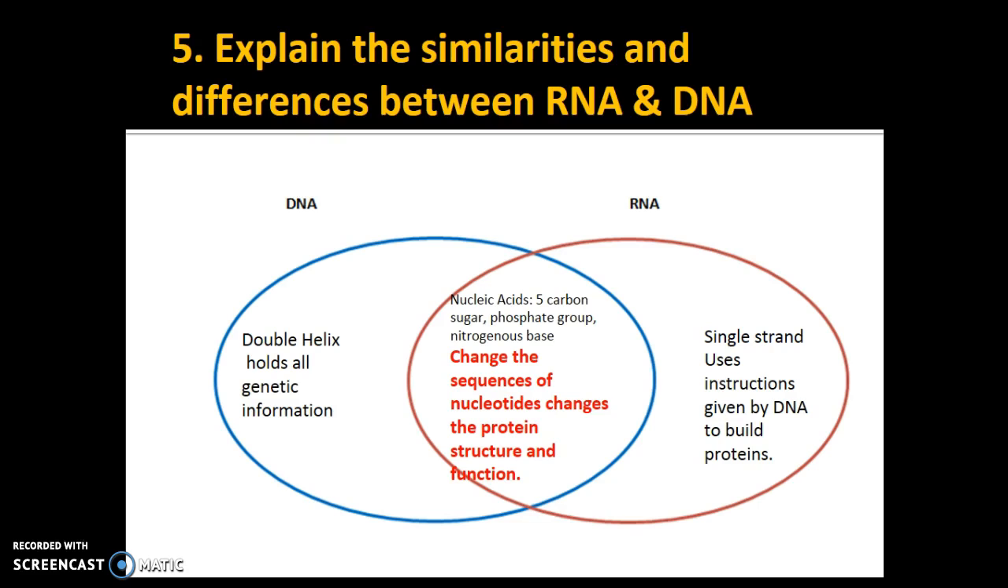It's made up of nucleic acids. Those nucleic acids contain a 5-carbon sugar and a phosphate group. That's going to be the backbone or that ribbon type structure. And then the nitrogenous bases, which is going to be the middle ladder rungs. Changing the sequence of those nucleotides or nitrogen bases is going to change the protein structure and the function.